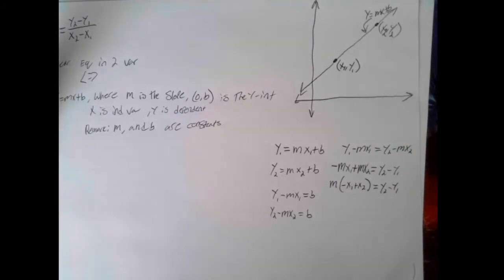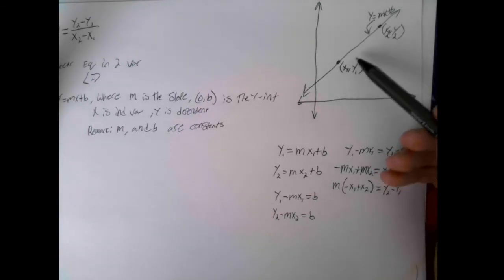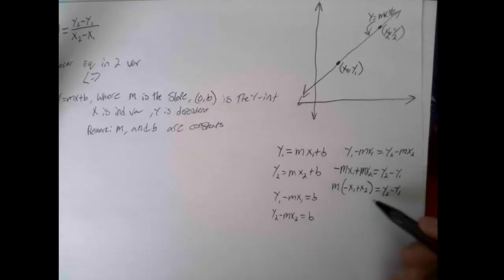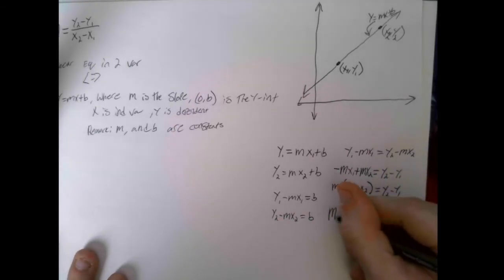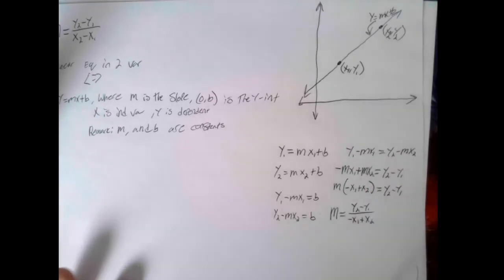equals y2 minus y1. Now from here, we want to get the m by itself on one side. Because m is multiplied by this whole thing right here, and this can't possibly evaluate to 0, because in order for it to be 0, x1 and x2 would have to be the same value, but they're clearly not, right? Because they're x1 and x2, they're two different values. Because of those two things, we can divide both sides by negative x1 plus x2. So from there, we get m equals y2 minus y1 over negative x1 plus x2. And that's our slope formula.